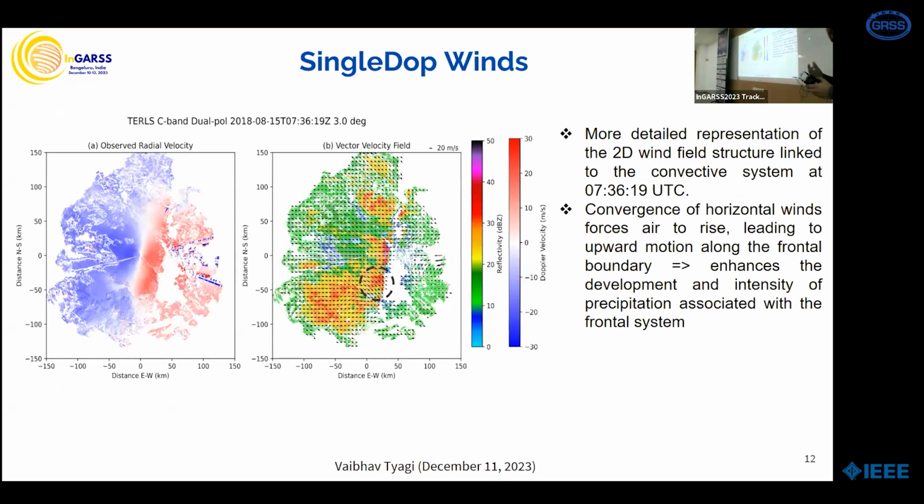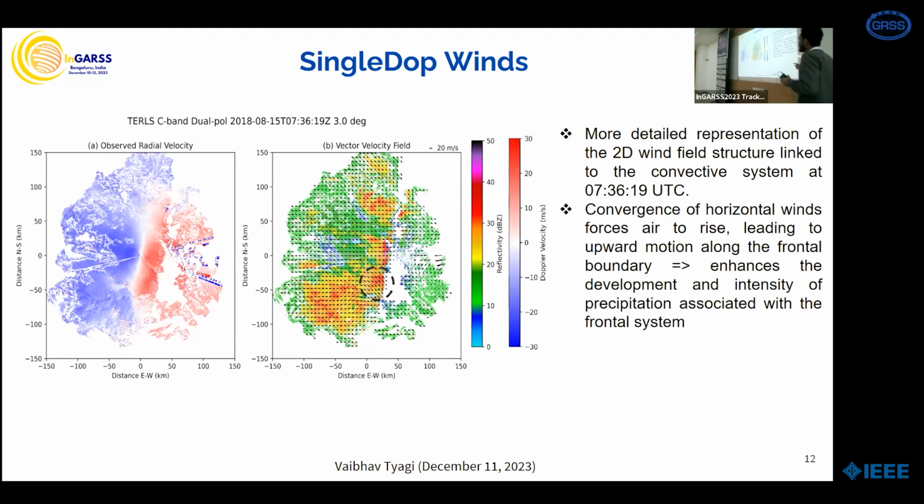So after that, we also try to estimate the two-dimensional wind field. You can see that on the left-hand side is the observed radial velocity from the Doppler weather radar, and on the right-hand side, the color represents the radar reflectivity, and the vector represents the retrieved horizontal wind fields, but at a conical surface.